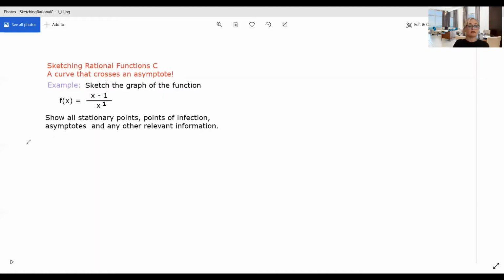Let's start with the intercepts. Okay, well, when x is 0, it's not defined. And we're going to get up to that in our next point. But we know that there is no y-intercept here. When y is 0, that means that the numerator will have to be 0. So x minus 1 is 0, so x is 1. So your x-intercept is 1, so the point (1, 0).